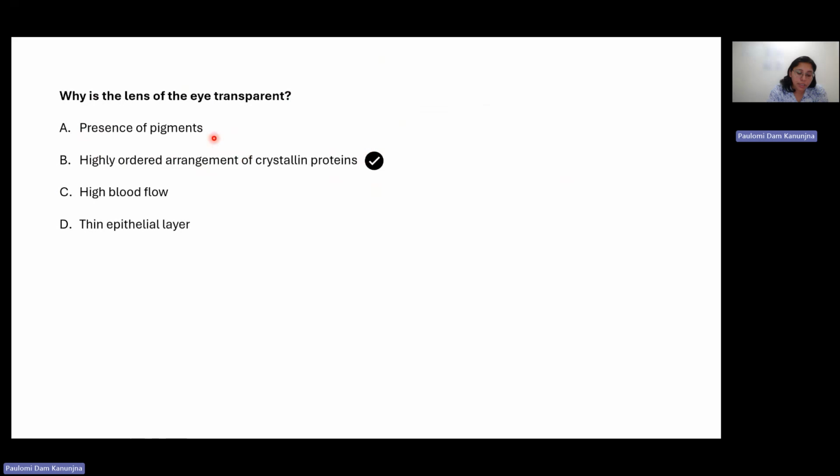High blood flow. If you remember, the lens is avascular, it doesn't even have blood vessels, so you don't want blood vessels to obstruct the light. The blood vessels are categorically removed, or you will see that they are moved away from the crystalline protein cells, right? And then the epithelial layer. This is basically a layer which is responsible. So the eye lens is thin, but that doesn't ensure the transparency of the lens, right? Transparency is maintained because of crystalline proteins, right?